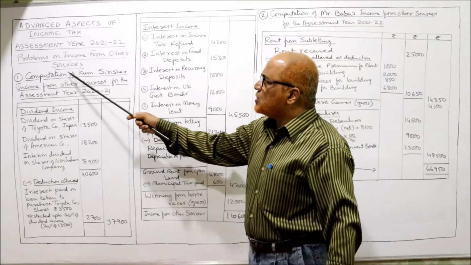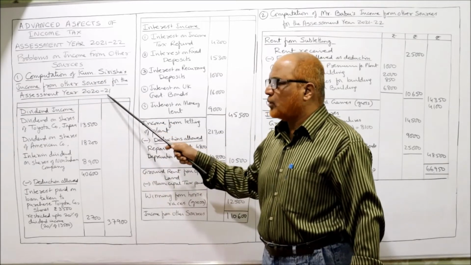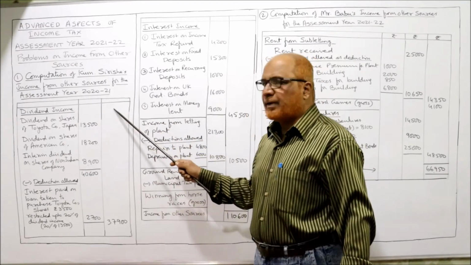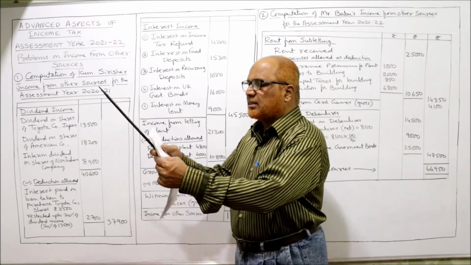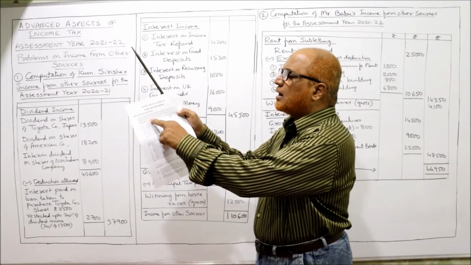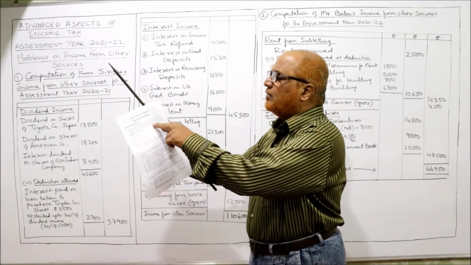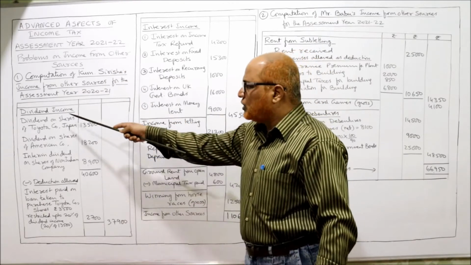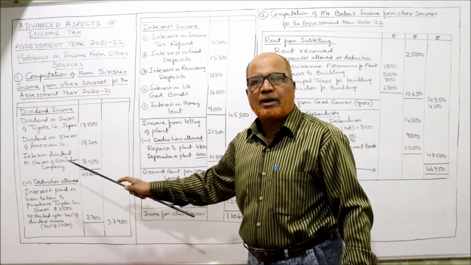See here, computation of Kumari Sirisha's income from other sources for the assessment year 2021-22. This should be the heading of this problem. Then I have prepared 2 columns. Dividend income: dividend on shares of Toyota company Japan 13,500, then dividend on shares of American company net 18,200, then interim dividend received on shares of non-Indian company 8,900. These 3 are the dividend income, and it is fully taxable under income from other sources.